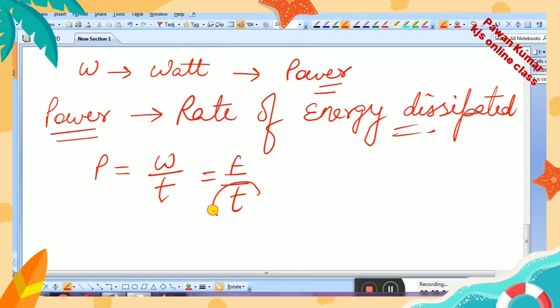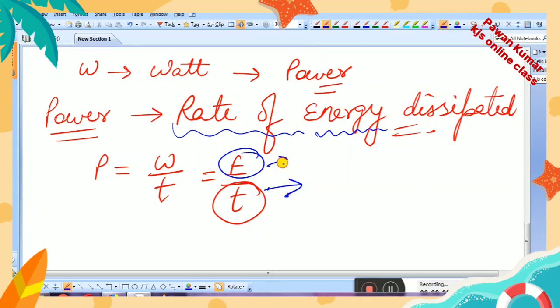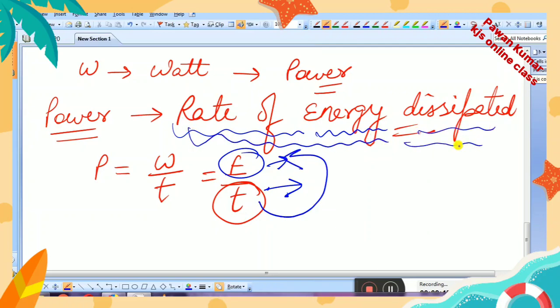Now children, remember, whenever we have time in the denominator, in terms of language we can call it rate of. Now what you can see in the numerator is energy. So what will we call it? Rate of energy. Because of this rate of, and energy. In terms of language you can write like this. This is the definition of power. These are the two formulas. The SI unit of power is watt, as I already told you.